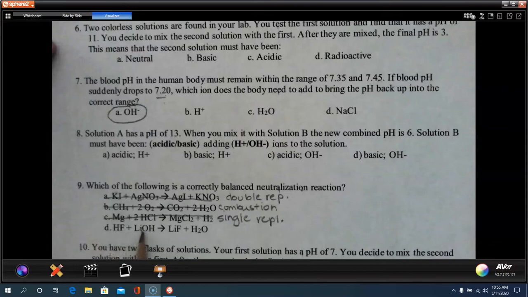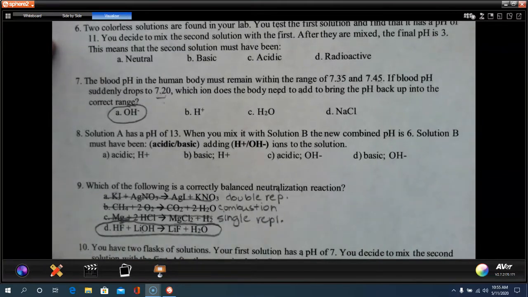Hydrofluoric acid plus lithium hydroxide makes lithium fluoride and water. This is our neutralization reaction. Okay, so those are the odds.